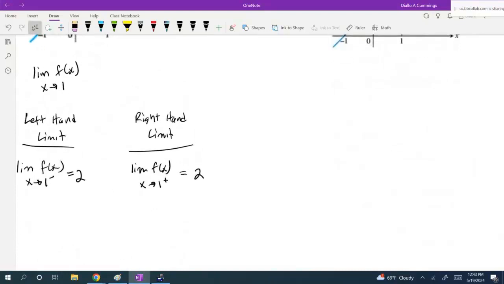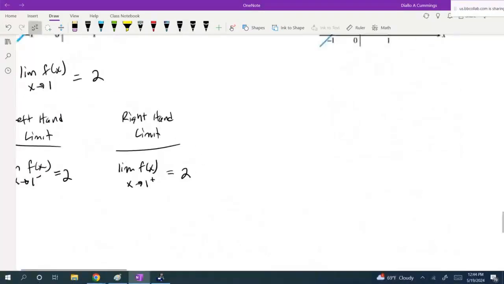Since the left-hand limit and the right-hand limit are equal, then the limit for f of x as x approaches 1 is 2. Now, if the left-hand limit and the right-hand limit are not the same, then that limit does not exist. But in this case, both left-hand and right-hand limits are the same.